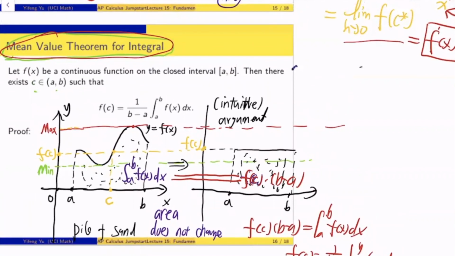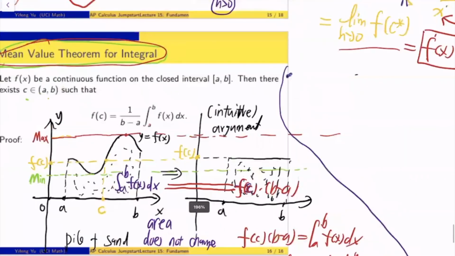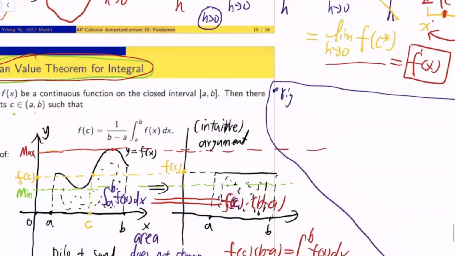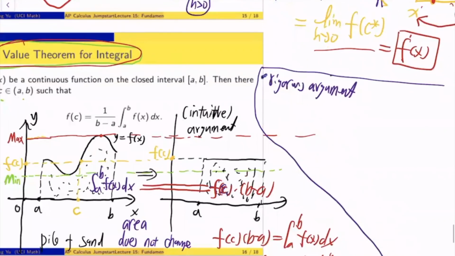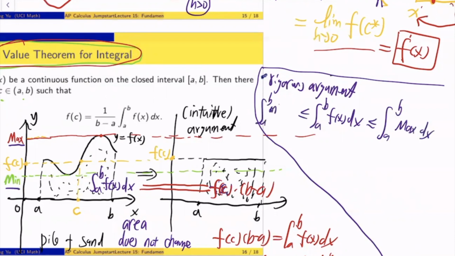If you want to look at the rigorous argument, let me just quickly do it. Let's say this is the max value and this is the minimum value of the function. You clearly have this integral of f(x) dx will be no greater than if I choose the max value, but no less than if I choose the min value. So the integral will be between the maximum value times (b minus a) and the minimum value times (b minus a), right?